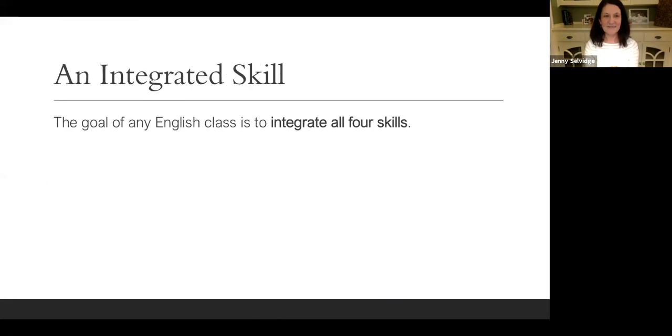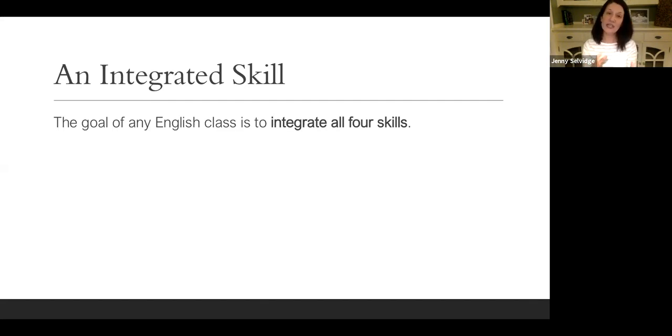Okay, so this needs to be integrated. Our goal in general in any English class is to integrate all four skills. So reading, writing, listening, and speaking need to flow together in and out. If you were in my previous webinar about grammar, we talked about the four strands that should be in every class that have input and output. And so speaking is part of that output that we need to think about.